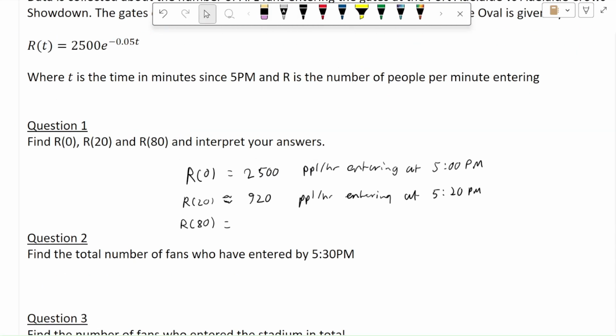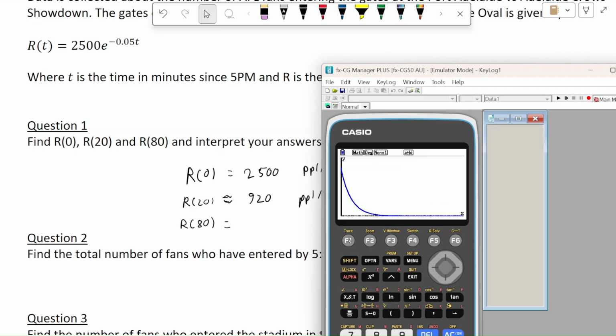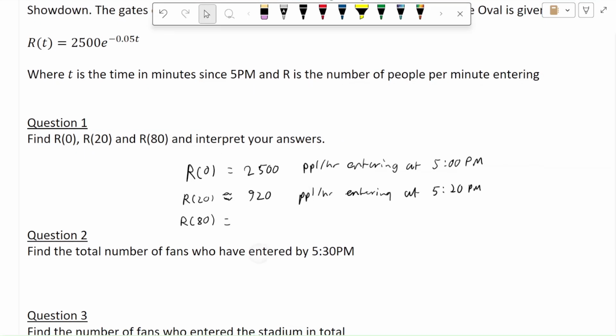And then R of 80, so I'm going to go trace at 80. And we're going to get 45.8 people per hour entering. Now 80 minutes after 5 p.m. is 6:20. Now this is an approximate as well because I've rounded.